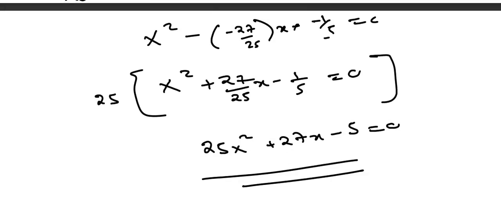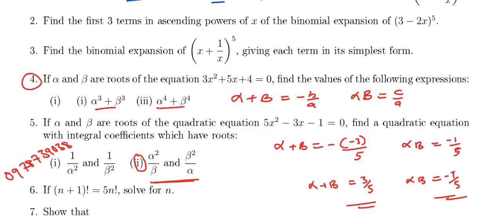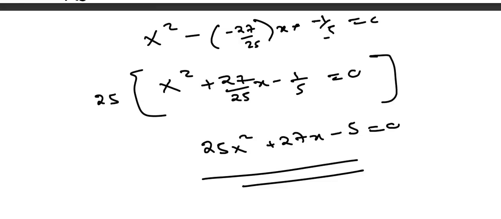So this is what you get. This is what was needed for question number 5. That's what they wanted us to do. So it's the same thing that you do here. You add them and multiply them. You get the sum and the product. So that's your question number 5. Then question number 6.